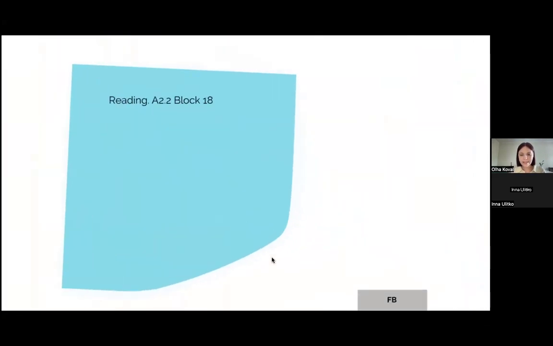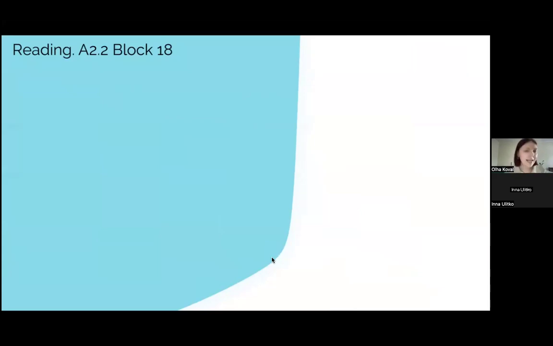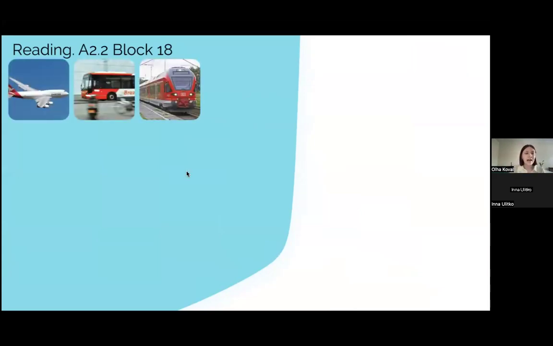Okay, and let's see an example of what it can look like in a lesson. So it's a reading lesson. The level is A2, and the topic is traveling.